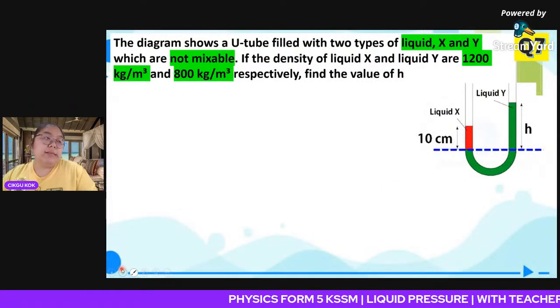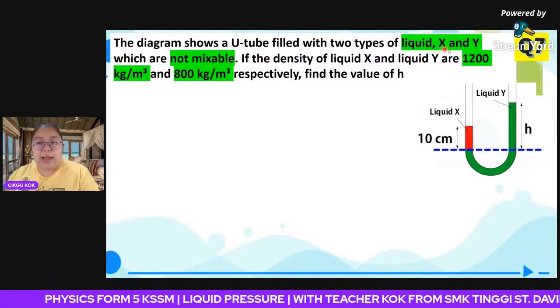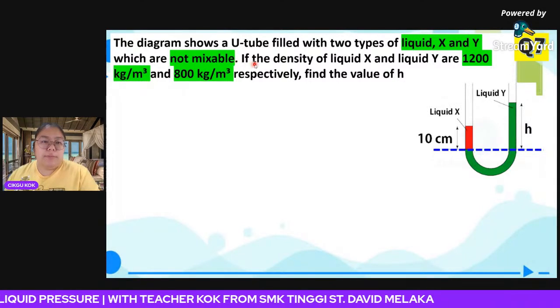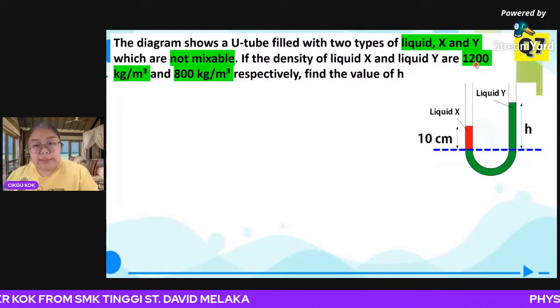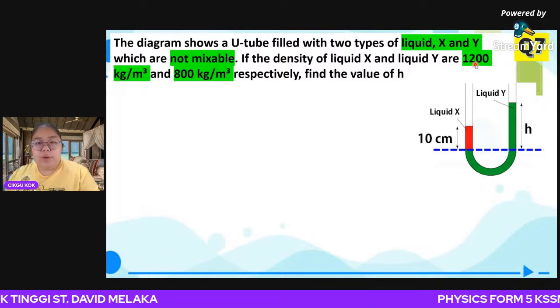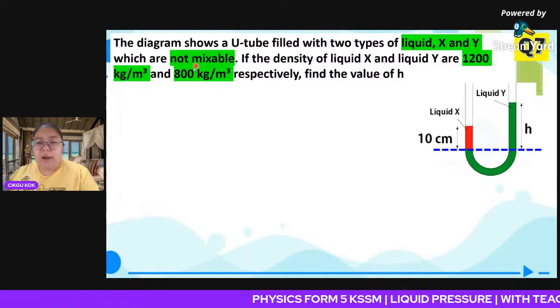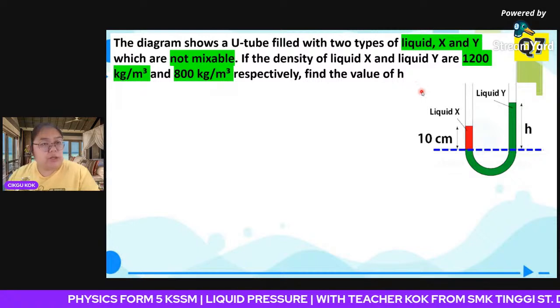Okay, this one is the same thing. From here, the diagram shows the test tube. There's an X and also a Y, which are not mixed. Now we go to the density of the liquid X and also the Y. They give you the density. Density for the X is 1,200. For the Y, that's 800. Find the value of the H.